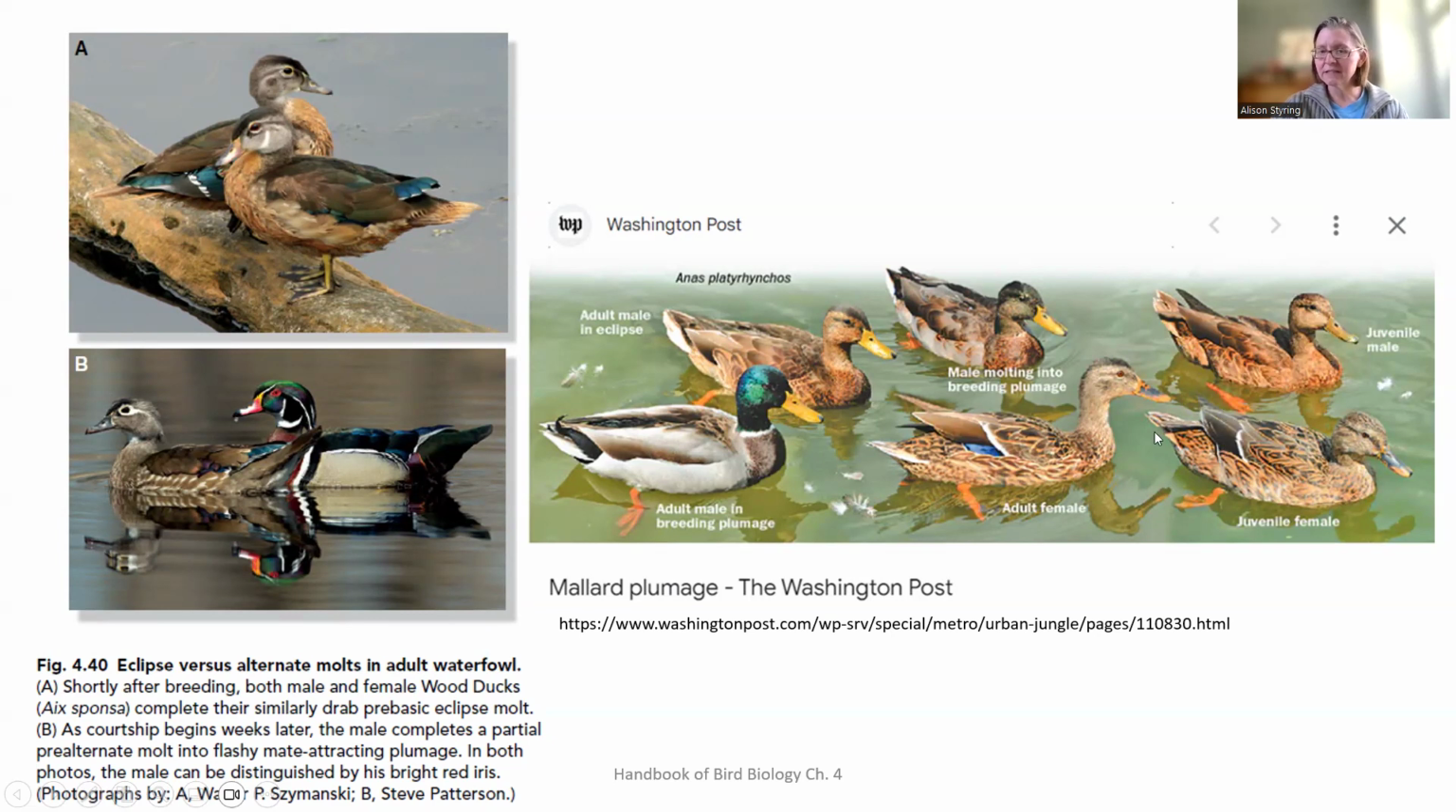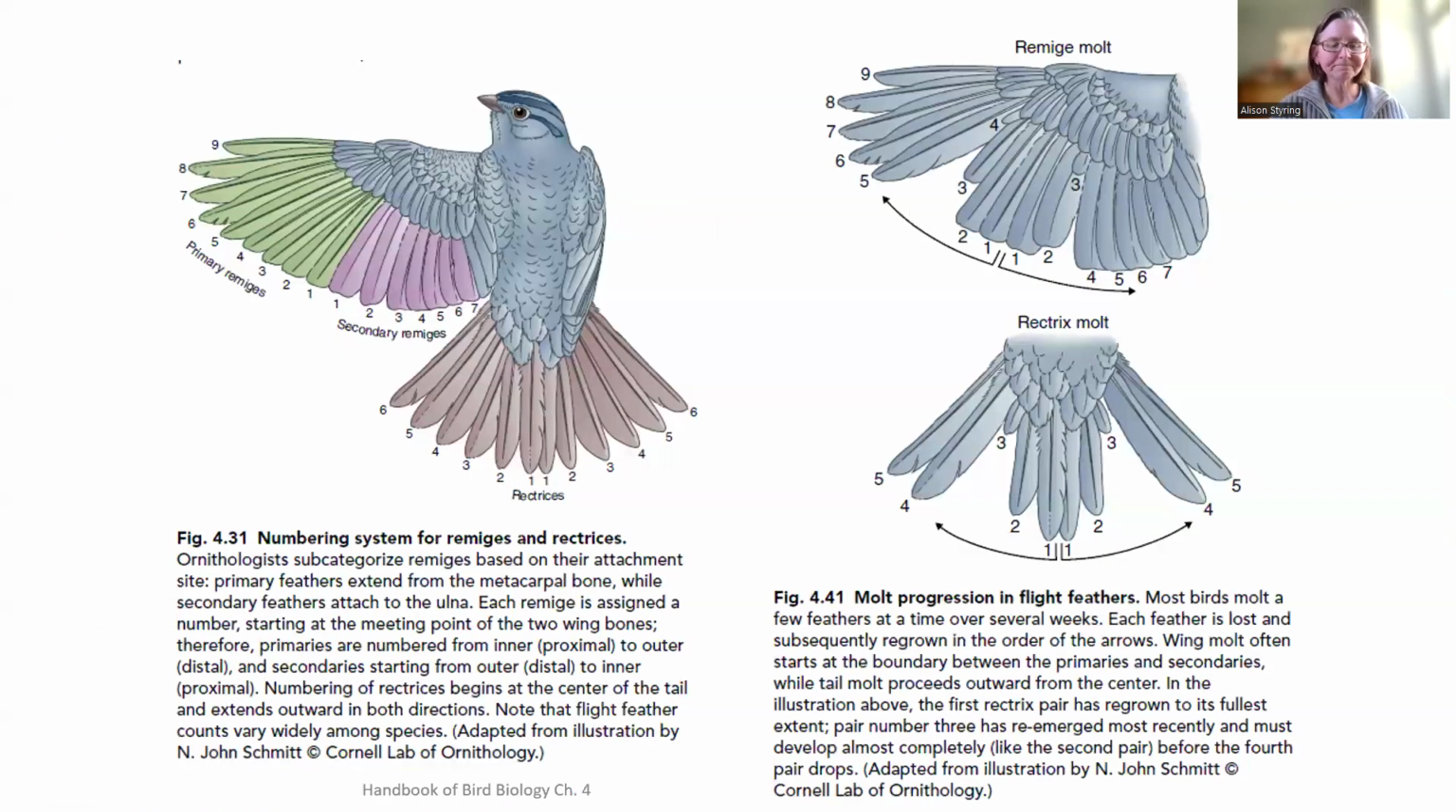And then this is a juvenile female, and it looks a lot like the adult female. We're not seeing that bright blue speculum. So it's kind of interesting about ducks, how that plumage relates to their molting and their breeding strategy. Now, songbirds and lots of other birds, instead of losing all their flight feathers at once, they tend to do it one or two at a time.